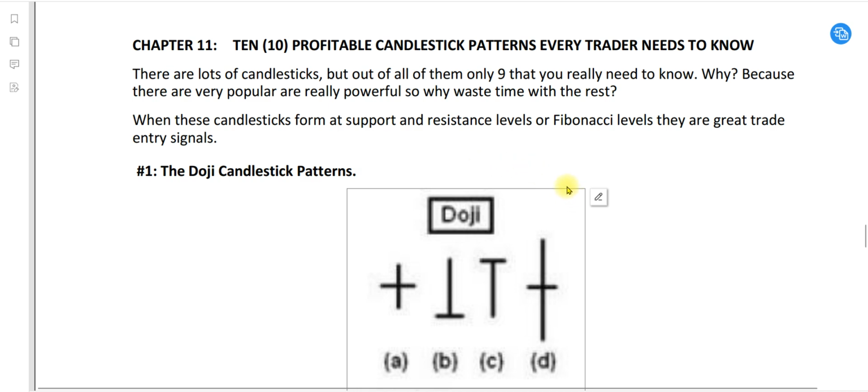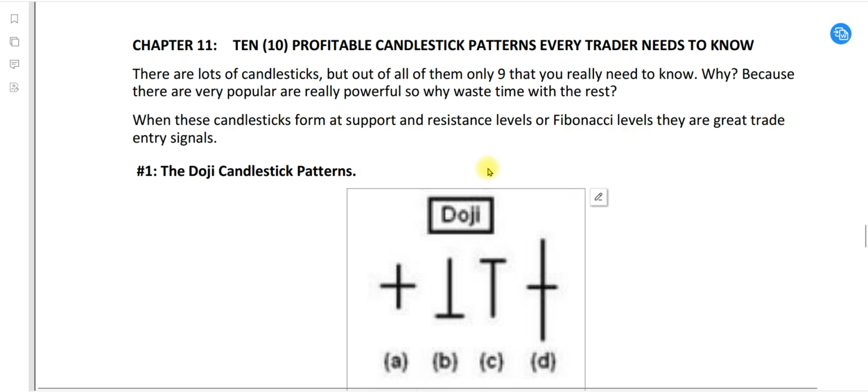So today we'll be looking at candlestick patterns. We should know that there are a lot of candlestick patterns, but we're going to pick the most important ones, those that are very easy to spot. We should also note that when we are trading candlestick patterns, we look at them at key zones.